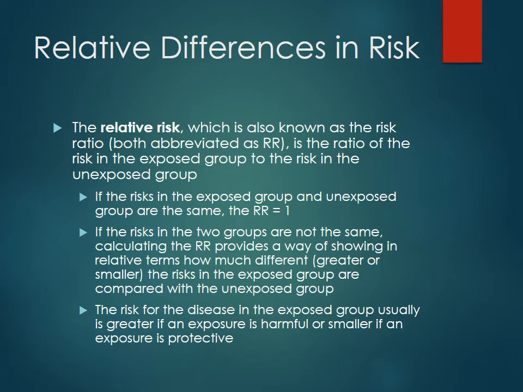So in the case of, say, looking at the contraction of measles in patients who are vaccinated versus weren't vaccinated, what do you think the relative risk would be for those who are vaccinated to contract measles? Should be less than 1, right? Because your risk is going to be smaller in the group that were vaccinated versus those that weren't.